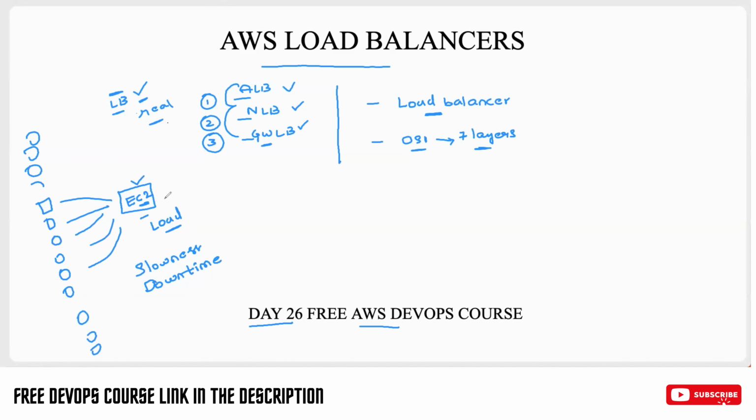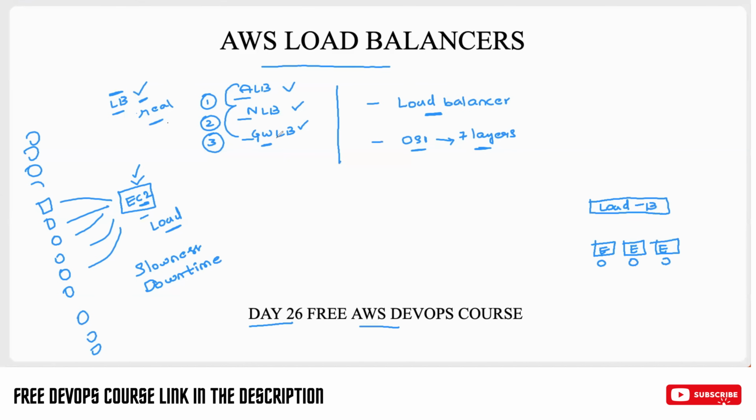If they are seeing slowness or downtime, that means your application is not giving a good user experience. To solve this problem, the simple way is that instead of deploying in one EC2 instance, you can create multiple copies, or multiple EC2 instances. Let's say this is EC2 instance 1, EC2 instance 2, and EC2 instance 3. In 3 EC2 instances, you will deploy your game application, or it can be any application like an e-commerce application. And in front of these 3 EC2 instances, you will place a load balancer.